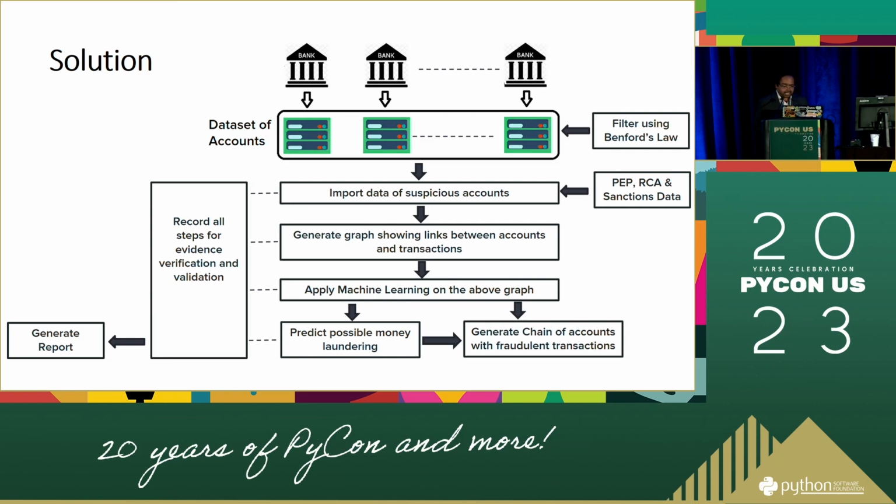After that, you can import the data of suspicious accounts, then convert it into a unified format. You can also check it with PEP, RCA and sanctions data. Then generate a graph showing the links between accounts and the transactions. Then apply machine learning algorithms on top of the graph. Then predict the possible money laundering and generate the chain of accounts with the fraudulent transactions.